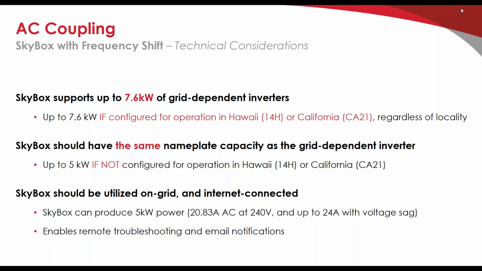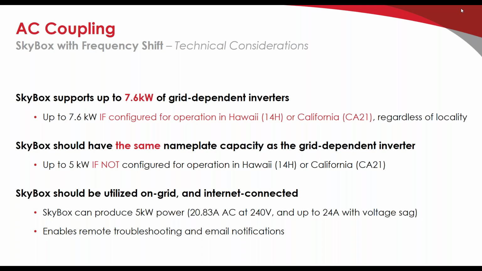Now, if for some reason you're not able to configure that grid-dependent inverter, as long as it's a UL 1741 SA inverter, SkyBox can have the same nameplate capacity as the grid-dependent inverter. So you can have up to 5 kW if you're not configured for operation in California or Hawaii.